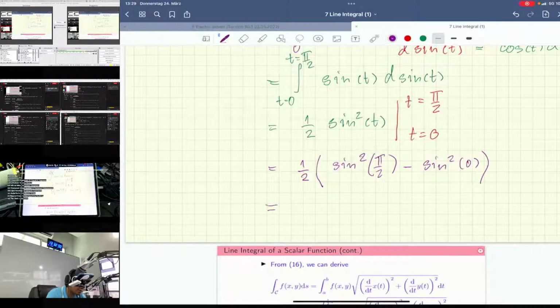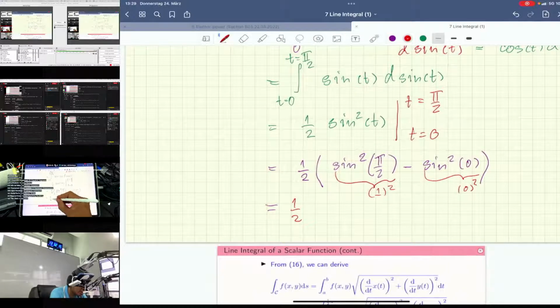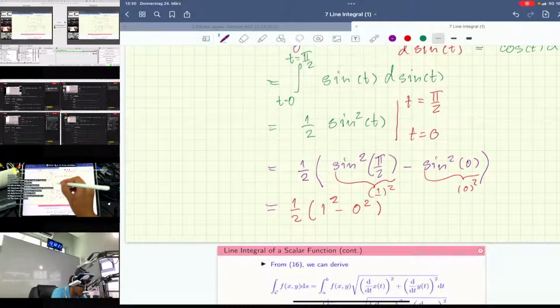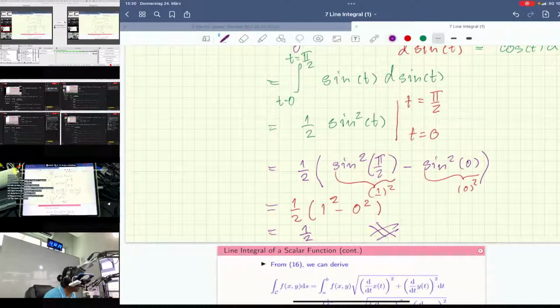And you know that this one is number 1, 1 square, and here is 0, so we have 0 square. So 1 by 2, 1 square minus 0 square. So of course we would get 1 by 2 as the final solution to this problem. Okay, understand it? I hope you could understand it. It's not difficult.